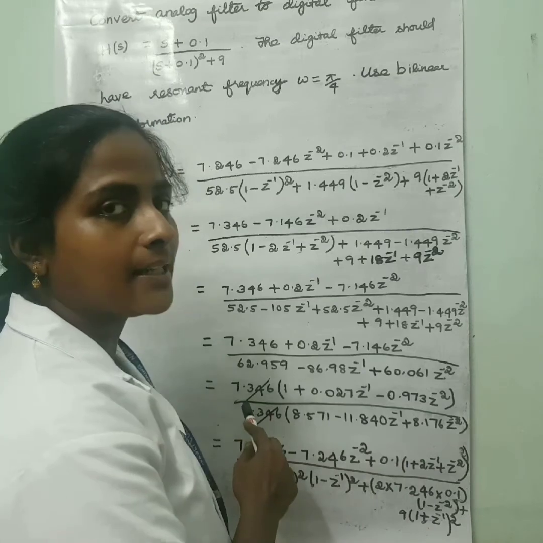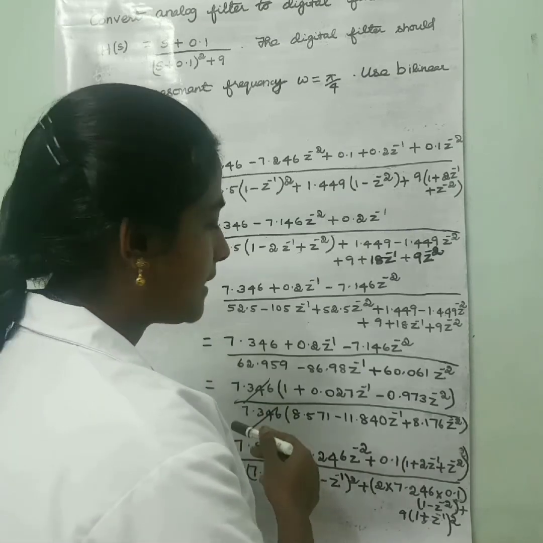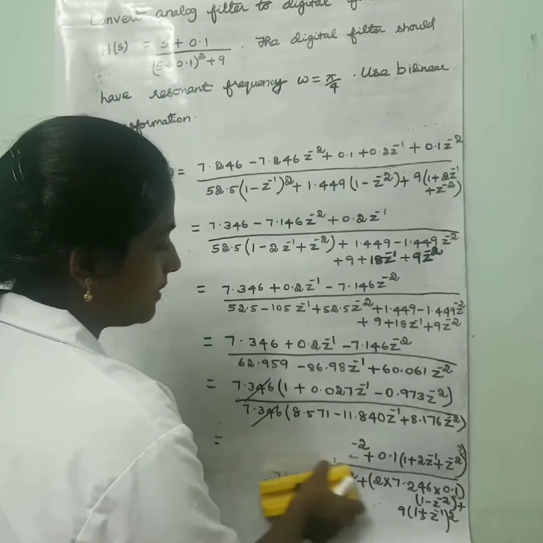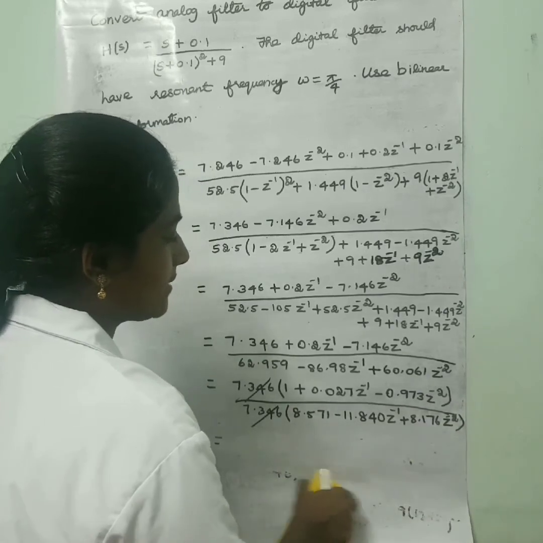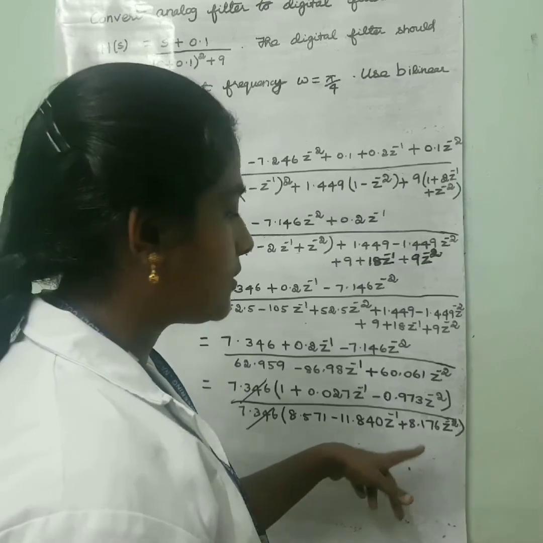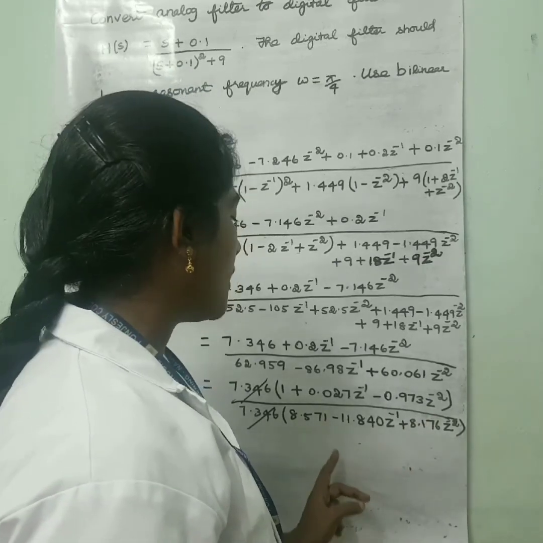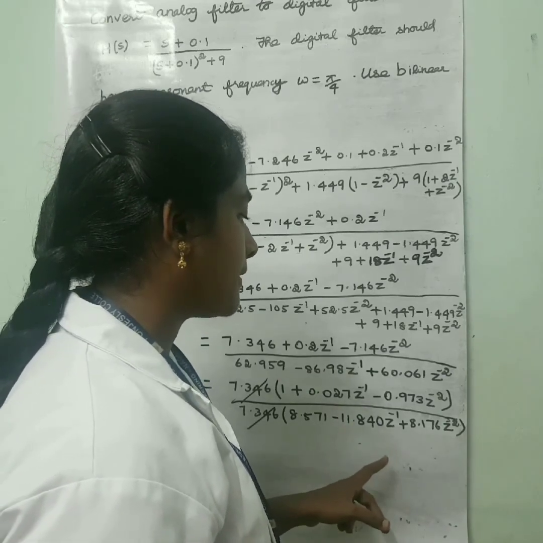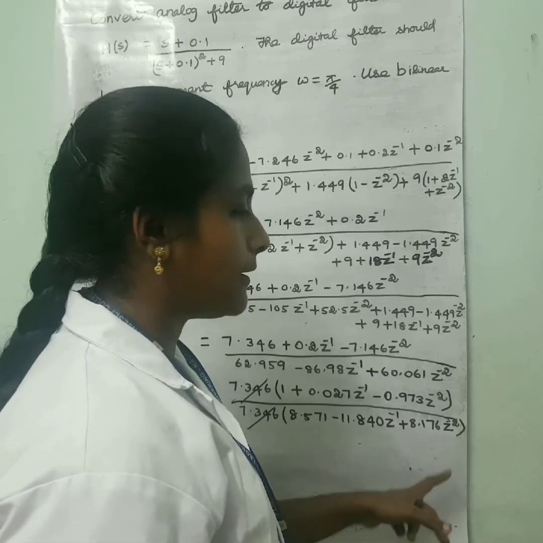So this 7.346 gets cancelled in the numerator and denominator and you will get the answer as 1 plus 0.027 into z power minus 1 minus 0.973 into z power minus 2, divided by 8.571 minus 11.840 into z power minus 1 plus 8.176 into z power minus 2.